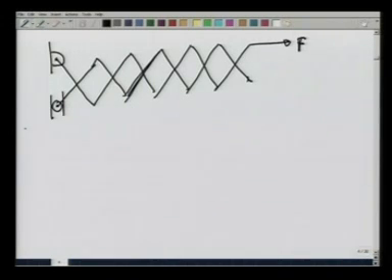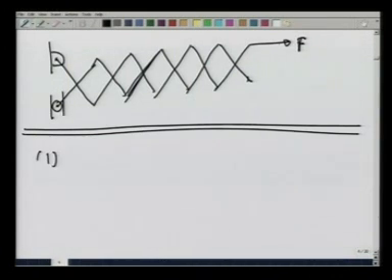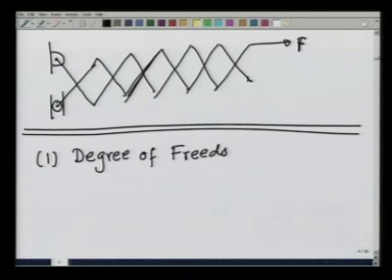So, to develop the method, we need certain terminologies. Let me now go over them. So, now we are going to go over some terminologies that are going to be used in the method of virtual work. First, let us define degree of freedom of a system.